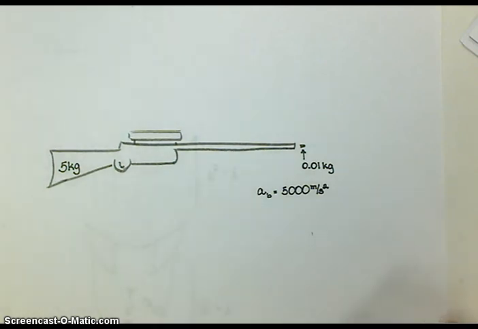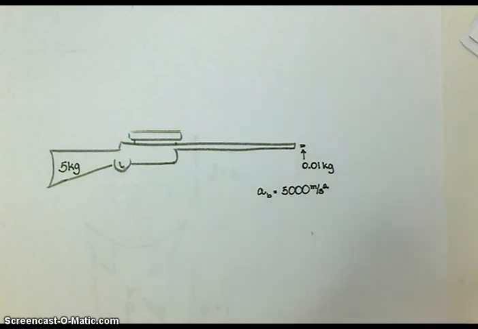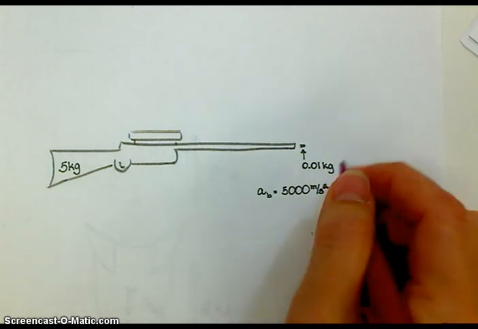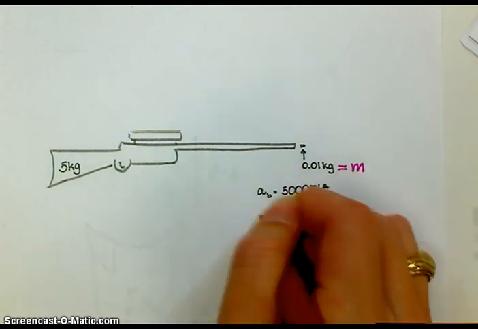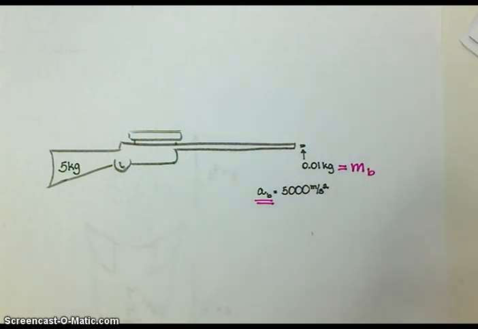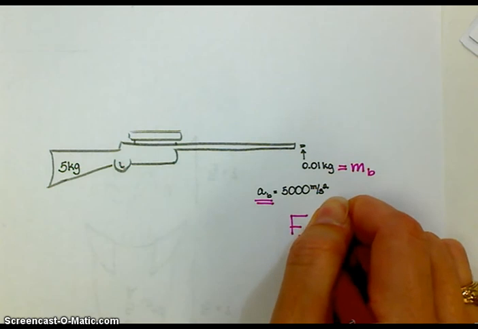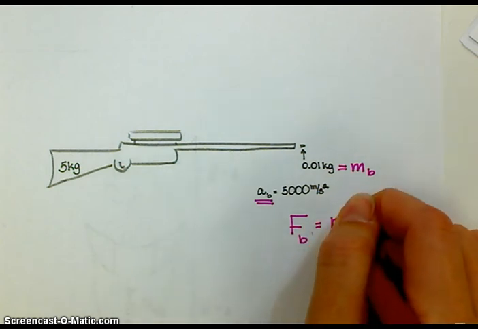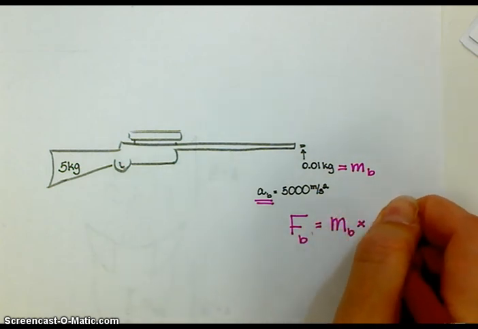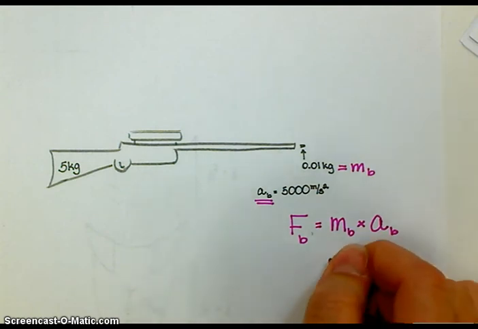If it could accelerate at that rate for a whole second, its speed at the end of it would be 5,000 meters per second. Now, it's not, because like I said, it's only in the barrel for a tiny fraction of a second. But I have the mass and I have the acceleration of the bullet. Mass, I'll put a little b, mass of bullet. So the net force on the bullet is the mass of the bullet times the acceleration of the bullet.